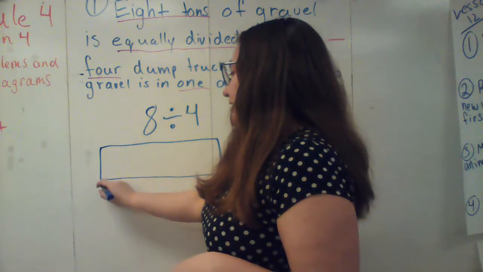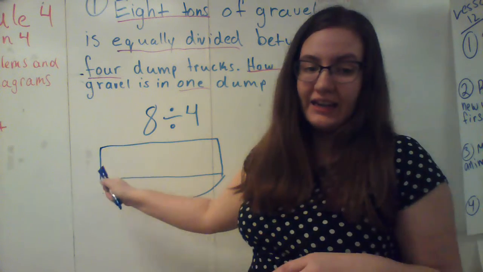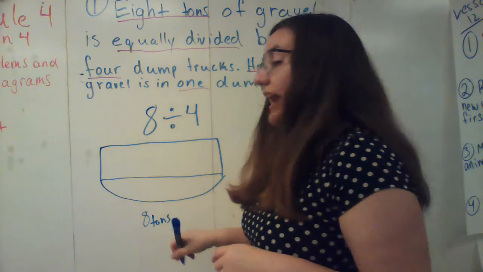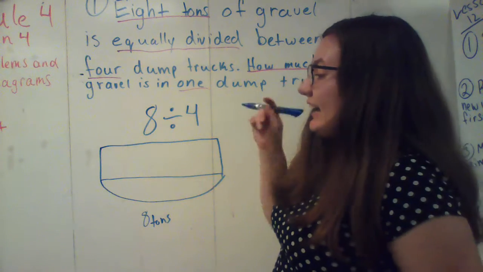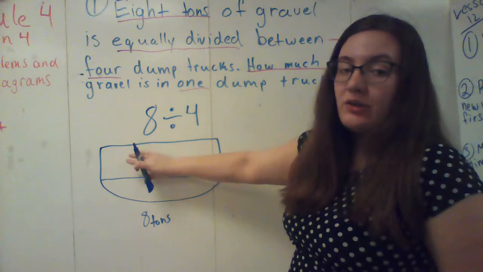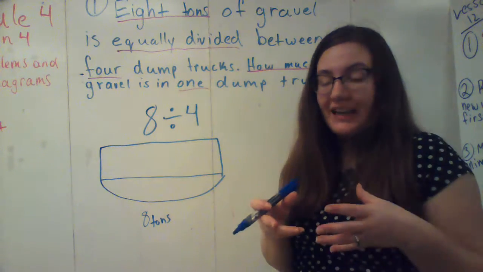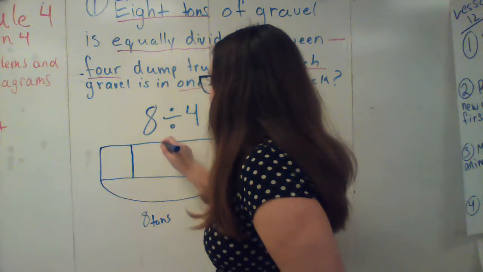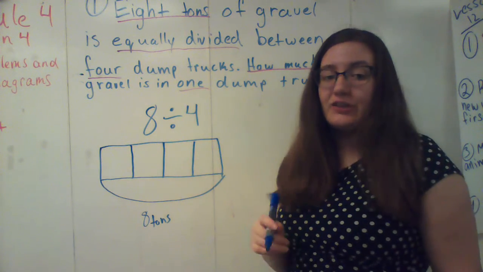And what I want you to think about is that this whole thing right here is my 8 tons of gravel. So we're at 8 tons right here. So this whole thing equals 8 tons. And now what I have to think about is, okay, well, I have 4 trucks that I'm dumping it into. So this bar of 8 tons is no longer just in 1 truck or 1 place. This is now being divided up into fourths. So I need to break up my model into fourths as well.